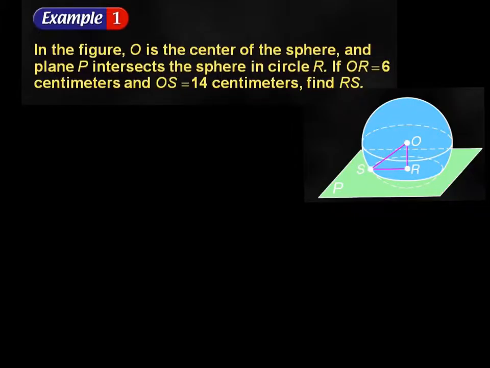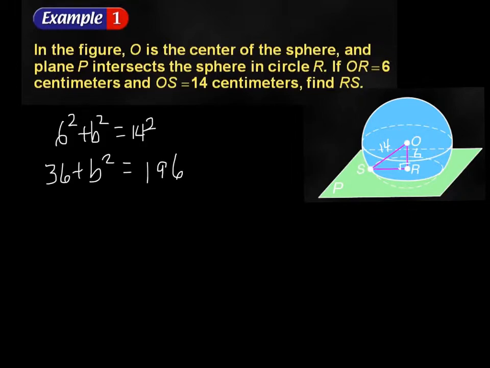In the figure, O is the center of the sphere, and plane P intersects the sphere in circle R. If OR equals 6 and OS equals 14 centimeters, find RS. Well, that's going to be a right angle, so we can use the Pythagorean theorem.